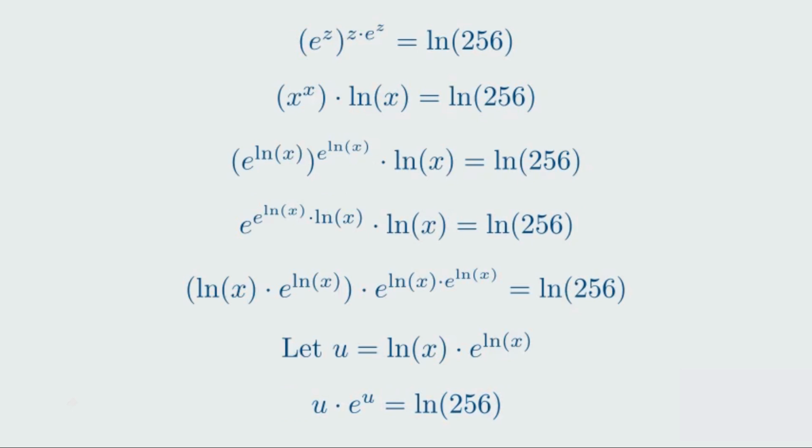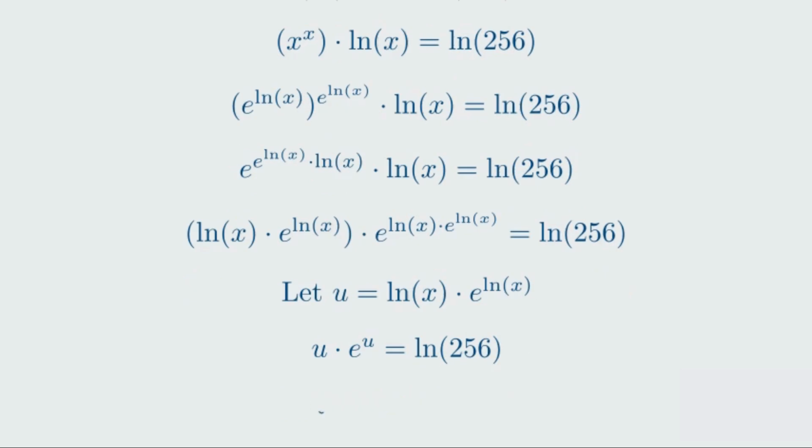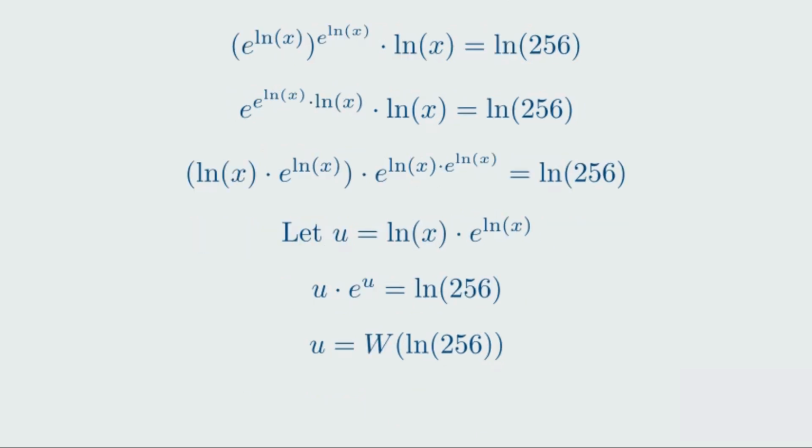This is exactly the form for the Lambert W function. We can now solve for u. Applying the definition of the Lambert W function, u must be equal to W of ln 256. So we've found u, now we need to back substitute to find x. Remember, u was defined as ln x times e to the ln x. So, we have ln x times e to the power of ln x equals W of ln 256.